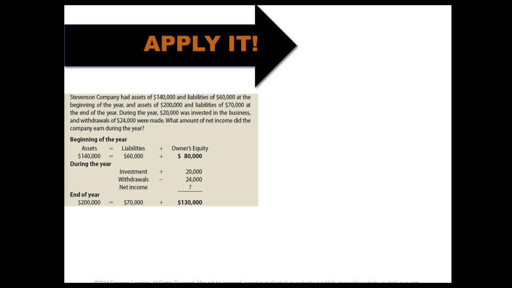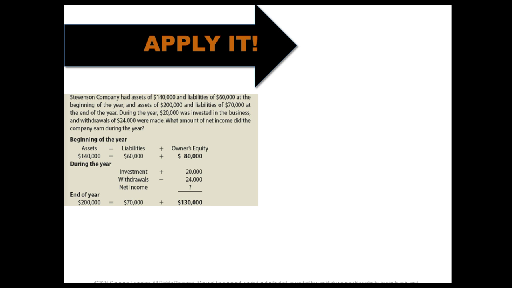So it's totally an equation. You see, we started the period with 140,000 in assets. See that? Beginning assets of 140. And at the beginning of the year, the liabilities were 60. Well, we can just mathematically determine at the beginning of the year what the owner's equity was, can't we? 140 equals 60 plus 80, right?